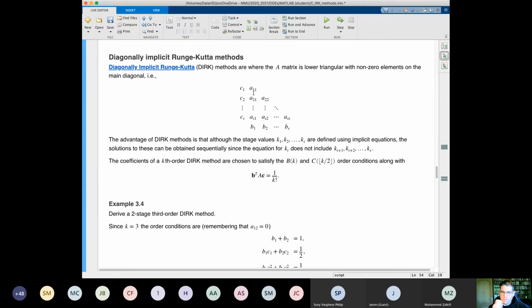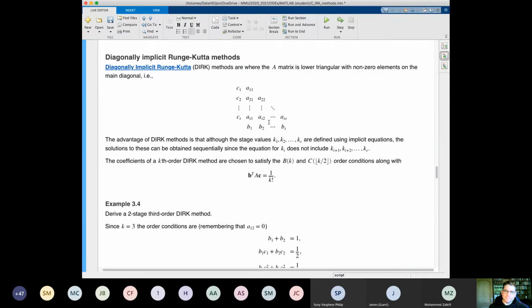This gives us an advantage over other implicit methods in that when we calculate the first stage, we can calculate it without having to know the values of all the other stages. And then when we calculate the second stage, we already know the value of the first stage, and we don't need the values of the subsequent stages, etc. So it can be calculated sequentially.